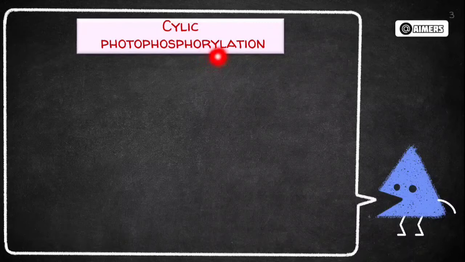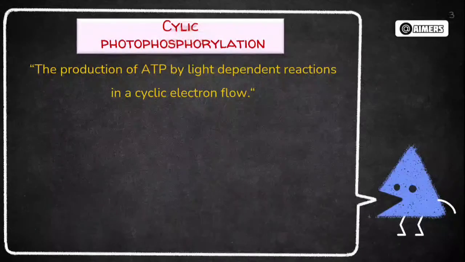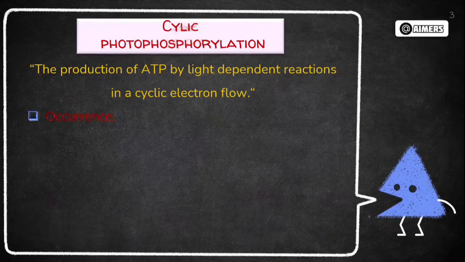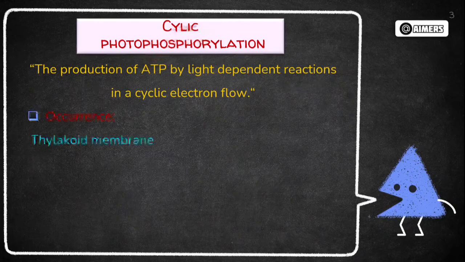So what is the definition of cyclic photophosphorylation? The production of ATP, meaning phosphorylation, by light dependent reactions, meaning photo, in the presence of light, with electron flow in a cyclic pattern, is called cyclic photophosphorylation. So cyclic photophosphorylation is basically a form of light reactions. Okay. Now, where does cyclic photophosphorylation take place? Cyclic photophosphorylation, like non-cyclic, takes place in the thylakoid membrane.